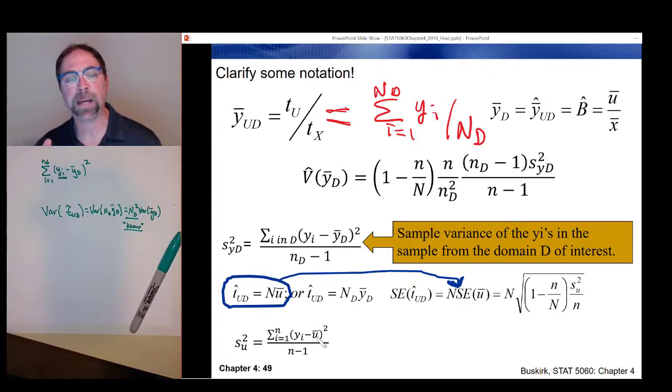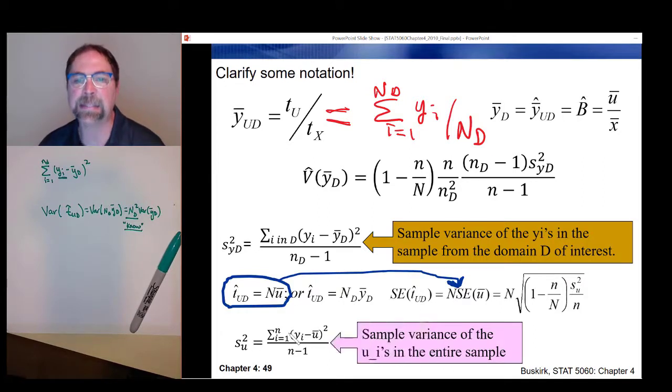So essentially what we're trying to get is the per subdomain contribution of the y variable per population element. And then when we multiply that average by the number of population elements, we should get the total contribution for the subdomain. That's kind of what is going on here mathematically. Now this is nothing more than the sample variance of the ui's from your entire sample.